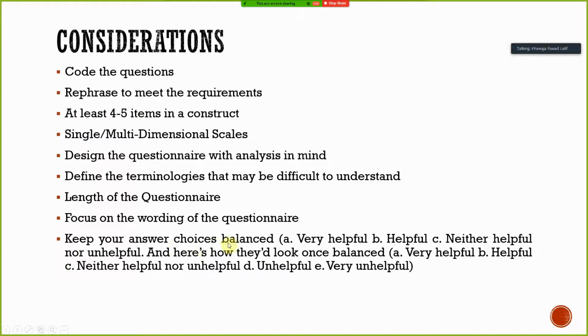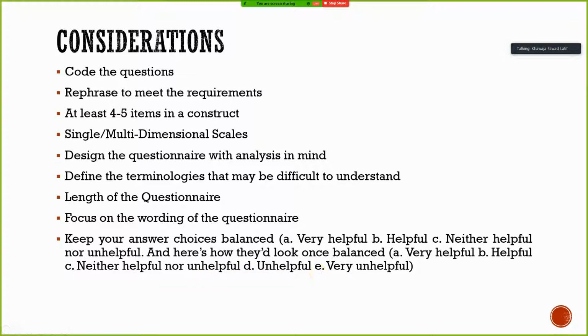Keep your answer choices balanced. Again, this is very important: the type of Likert scale that you use, the choices that you are giving your respondent. Are you using a 3-point, 5-point, or 7-point Likert scale? It is not recommended to use a 3-point Likert scale, because this does not give your respondent many options to give their answer. Like this: very helpful, helpful, neither helpful nor unhelpful. This is very limited. A balanced approach would be: very helpful, helpful, neither helpful nor unhelpful, unhelpful, very unhelpful.